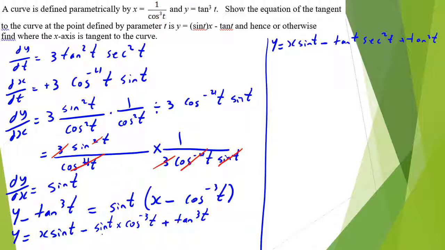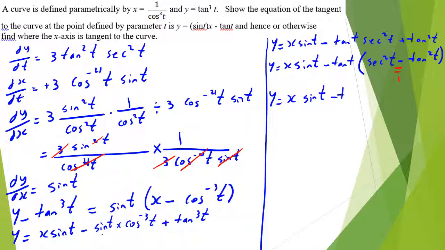Now y equals x sine t. I need to get negative tan as a common factor. The reason is because of this term here. What's left is sec square t minus tan square t. Now sec square t minus tan square t is equal to 1. It's one of the identities. So y equals x sine t minus tan t, and that's proven.